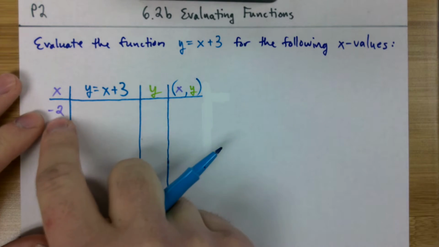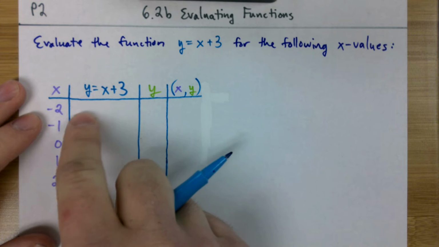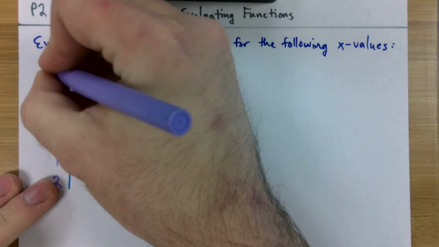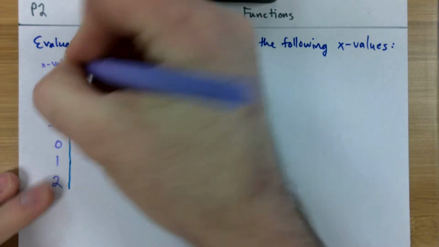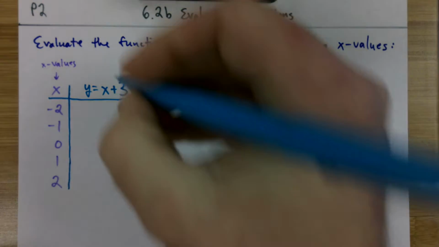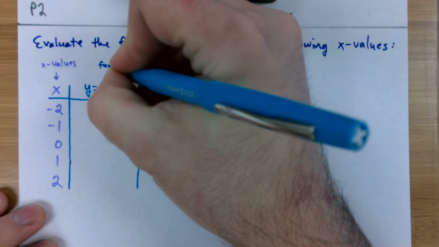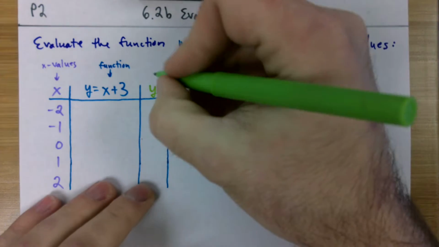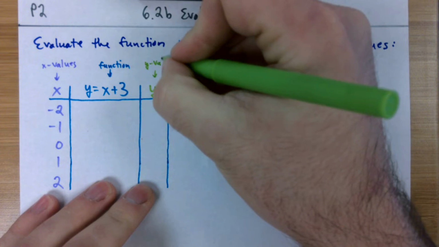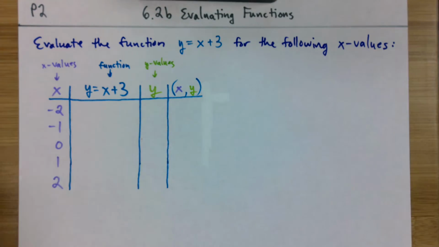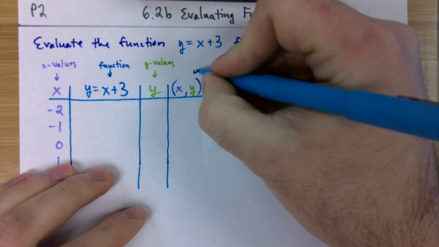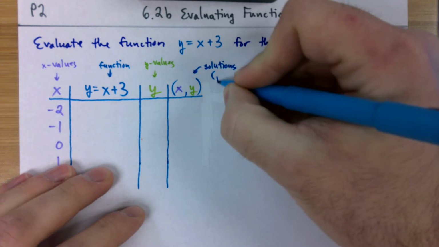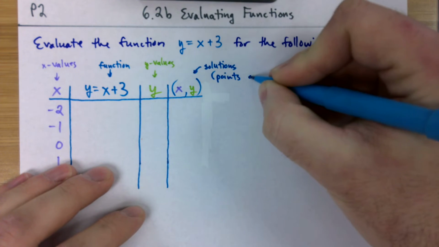So all we're going to do is we're going to take this negative 2, and right here in this space, actually, let me write down what each thing is first. So this right here, these are our x values. This right here is our function. Then we've got our y values. And we got all of our solutions, which are just points on the line.